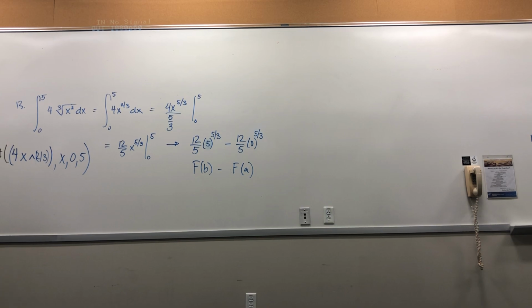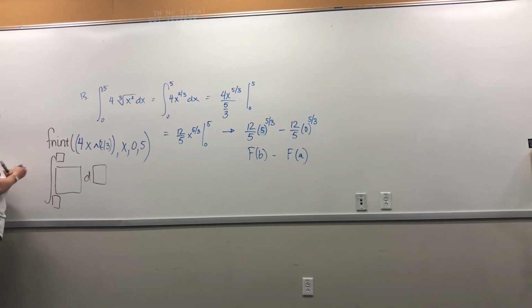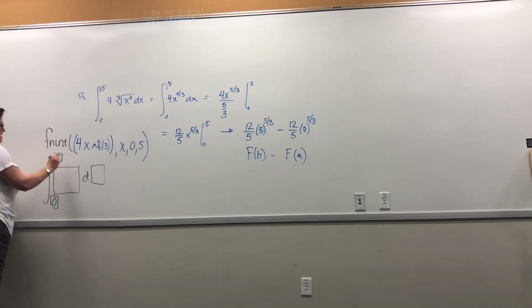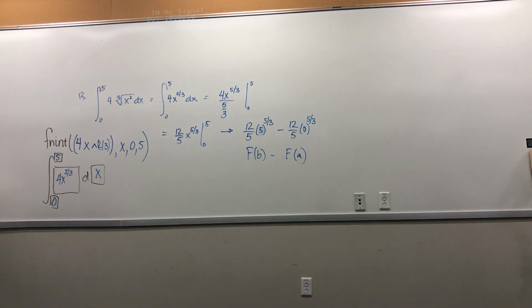And those of you that don't get that version, you get this version. Well, you guys should really by now be able to fill that in. This is a 0, this is a 5, this is a 4x to the 2/3, and that's an x. And I'll give you the answers.